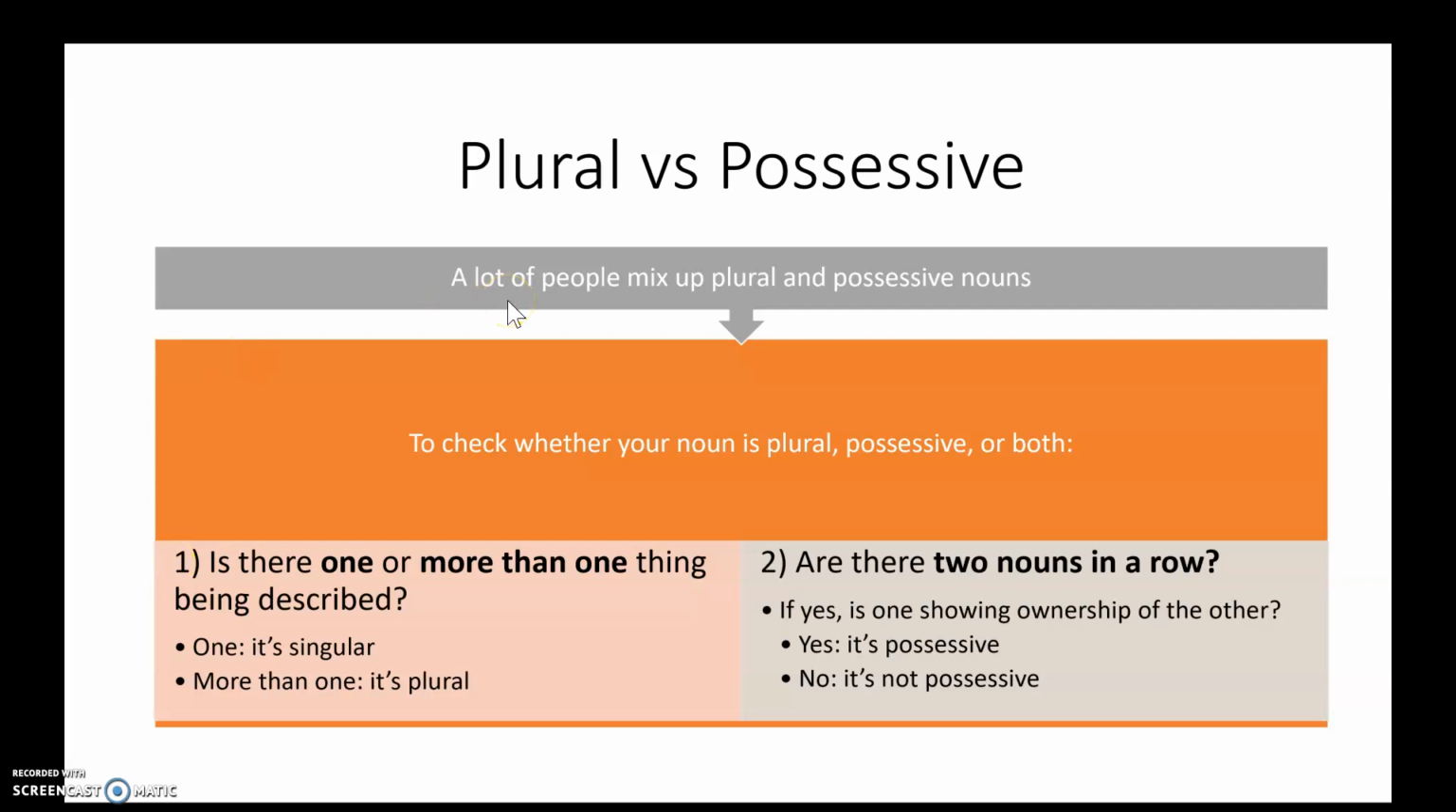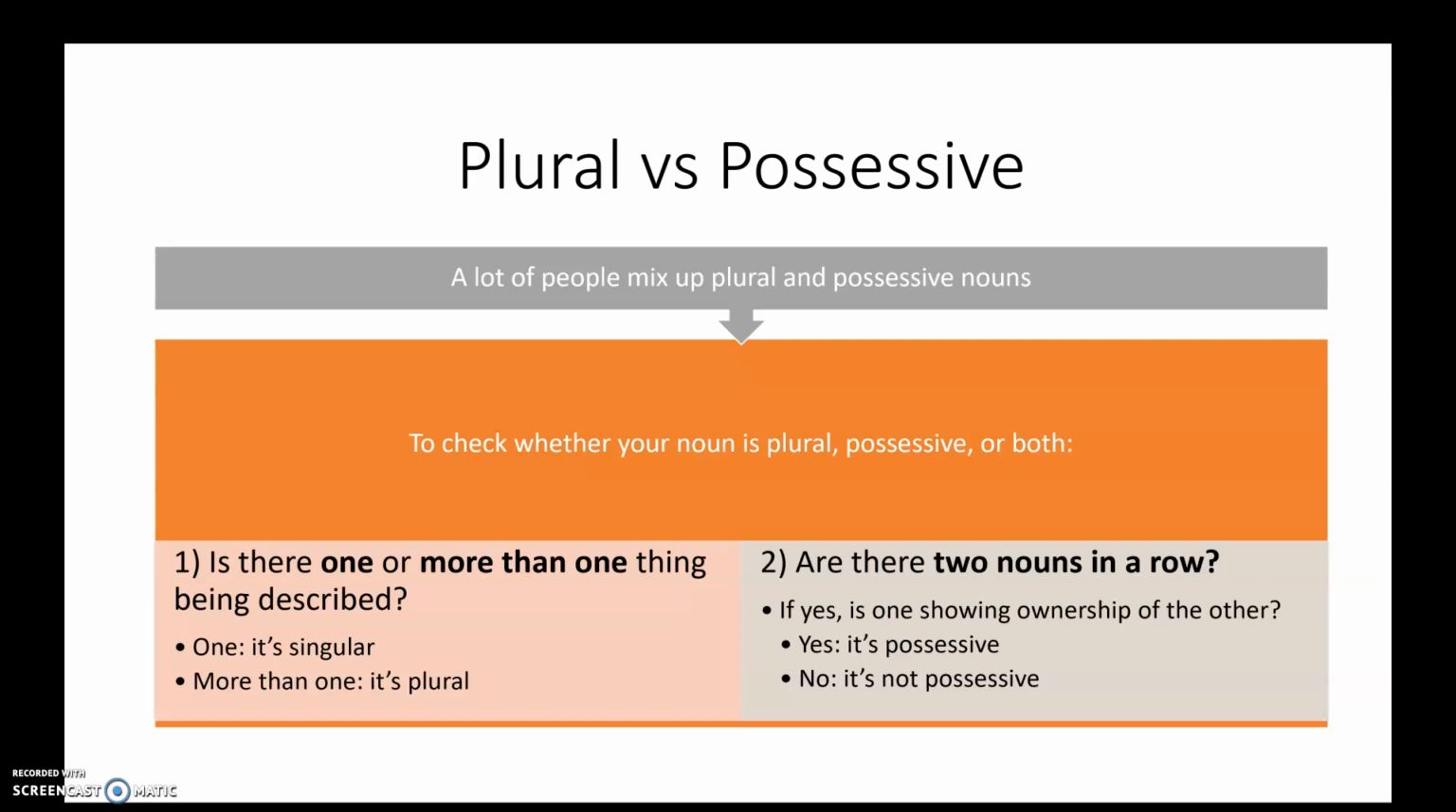Okay, so this is part 3 of our presentation on nouns. In the first part, we talked about how to identify a noun, what a noun is. Remember, we talked about the test. We talked about some different types of nouns, things like common and proper, abstract and concrete, things like that. In the second part, we talked about plural nouns and singular nouns, whether or not there's one or more than one, and we talked about possessive nouns, when one noun shows ownership of another. So a lot of people, not just students, mix up plural and possessive nouns.